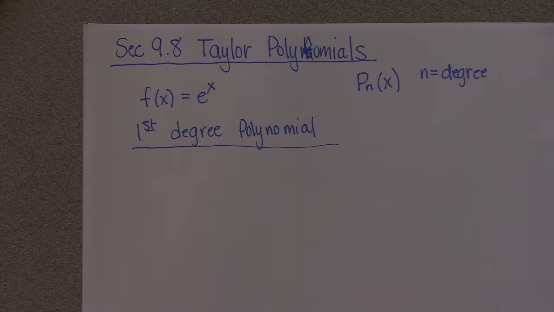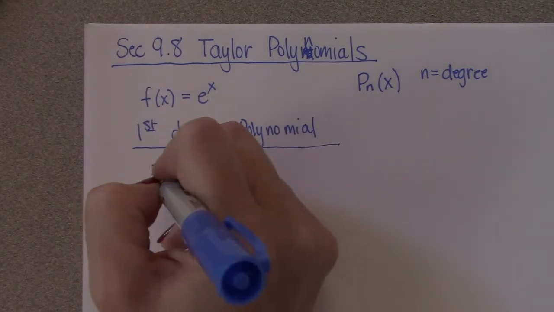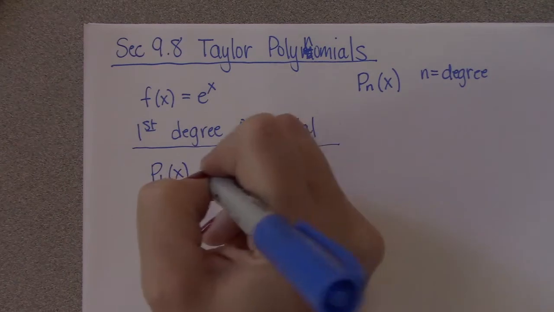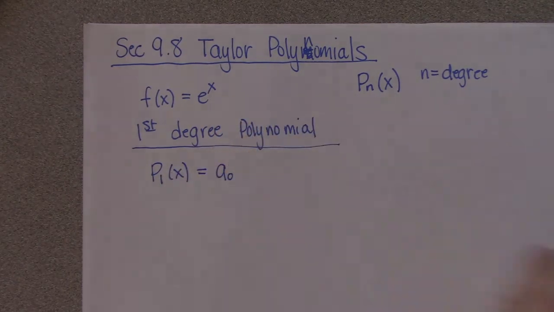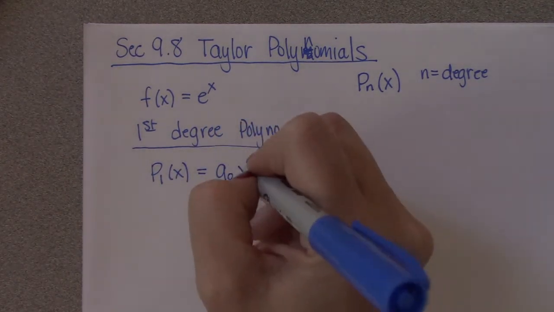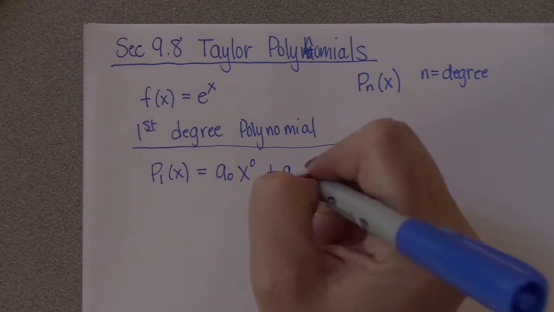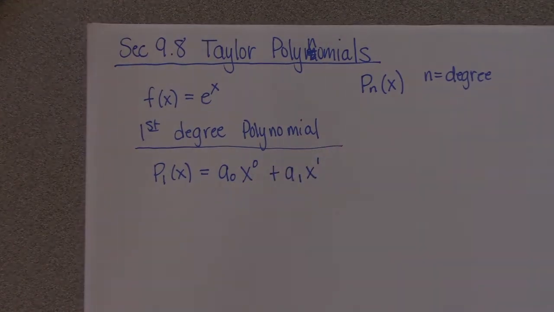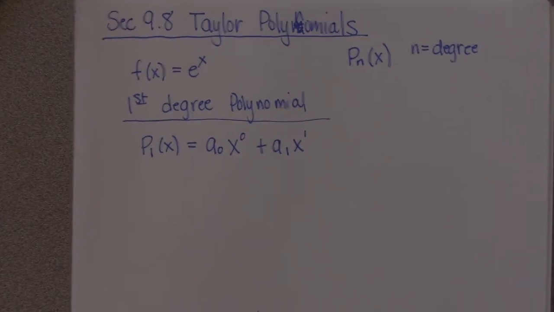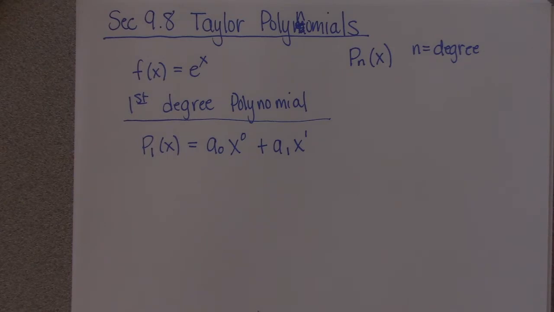So if we want to do the first degree polynomial, we're going to have an x to the 0 term. Just to be thorough, I'm going to write that, even though x to the 0 is 1, we would just simplify that into a naught, plus a1 x to the 1. And in order to build the first degree polynomial, as I mentioned last time, this is just really finding the equation of the tangent line at that point.